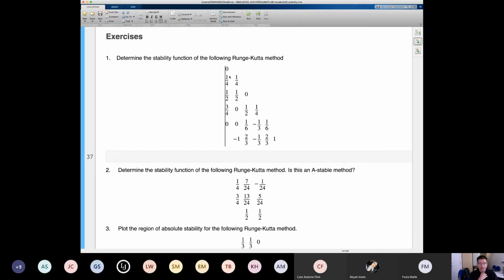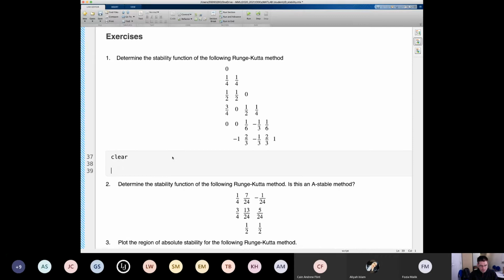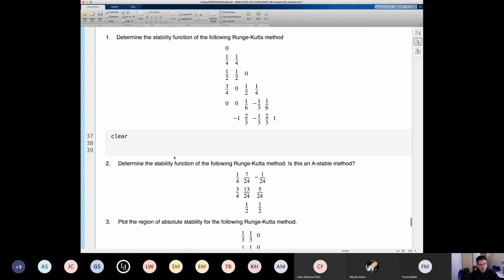So this is the first question. We have an explicit method. We know it's explicit because our A matrix is lower triangular. Remember what I said, this would normally have a partition between the first and second column and between the last row and the rest, but MATLAB doesn't like that for some reason. So I'm just going to show you how we can use MATLAB to determine that stability function.